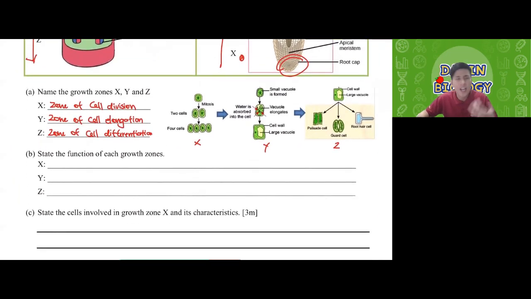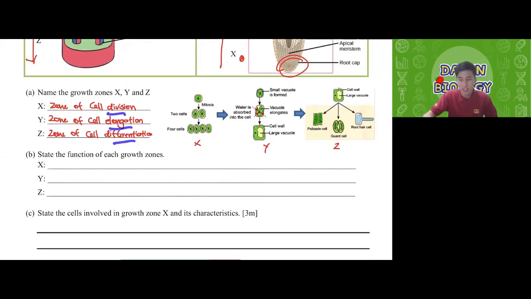Now then we need to know the function of each growth zone. So the function is related to the name exactly. So number one, the cells divide. Why do you want to divide? Of course, you want to increase the number of cells.